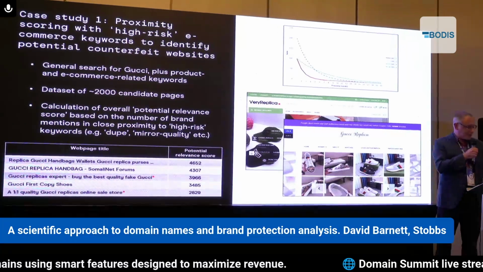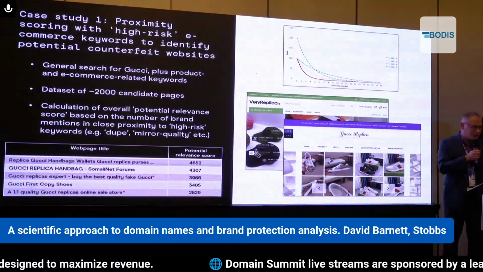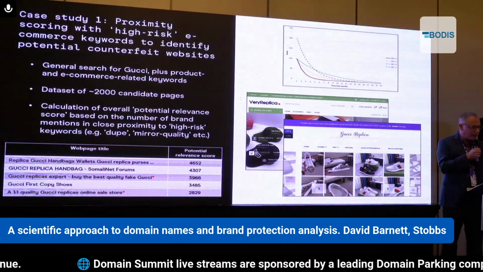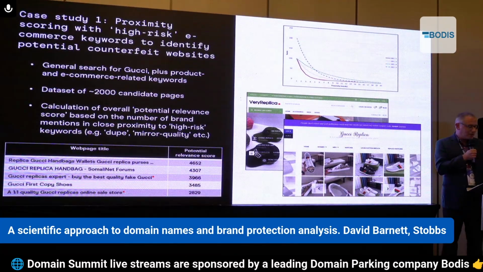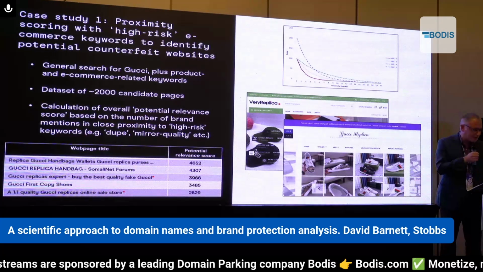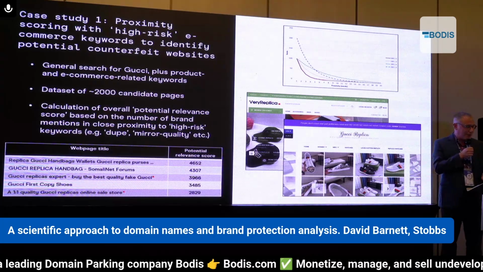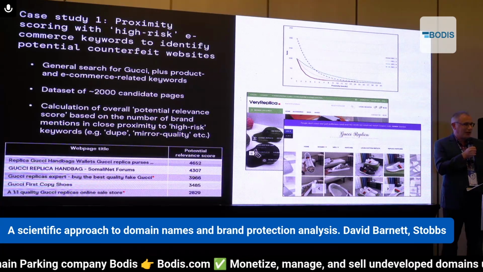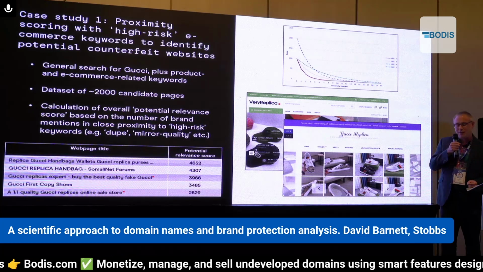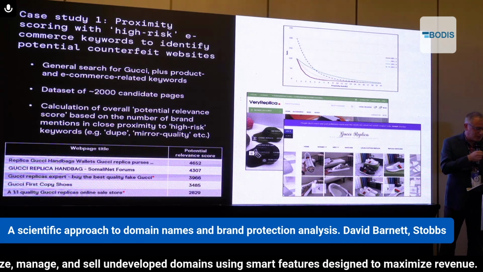So this is the only case study I'm going to talk about that illustrates the use of filtering techniques. This was really a proof of concept, if you like. What we did was we ran some general searches for Gucci, just the brand name, almost like plugging it into Google and seeing what comes back, plus a few product and e-commerce related keywords. So things like buy, sale, cheap. And that brought back, in this very quick sampling exercise, 2,000 pages that might be selling counterfeit Gucci products.